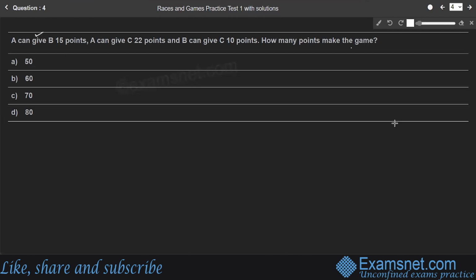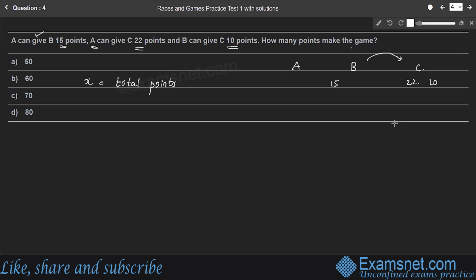Question number 4. A can give B 15 points, A can give C 22 points, and B can give C 10 points. How many points make the game? So students, this question is based on the chain rule. So A can give B 15 points, so 15 points are given to B. And the same person can give C 22 points. So B can give C 10 points. Here students, x is considered as the total points in the game.